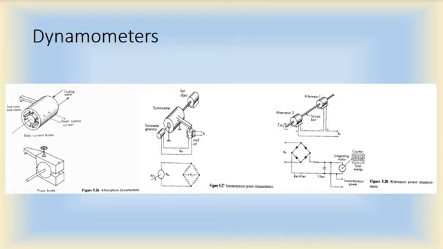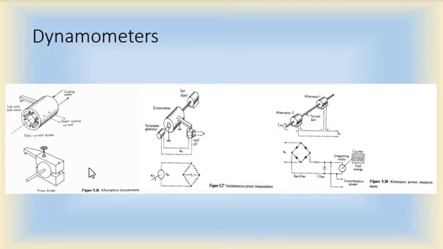So first one, absorption dynamometer. The dynamometers that are capable of only absorbing power are known as absorption dynamometers, and this includes the eddy current brake. Here this one is the eddy current brake and this one is the Prony brake. This Prony brake is a mechanical brake, whereas the eddy current brake is an inductor type brake, that is, an inductor dynamometer.